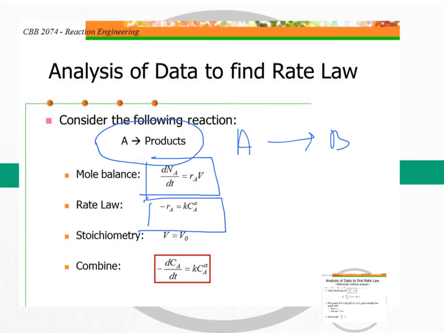For the analysis of data to find rate law, we have to look into the rate law given, which in generic form is in terms of alpha. For a batch reactor, the volume doesn't change, so in terms of stoichiometry, V equals V naught. If you combine all of this together, you will get this particular form.